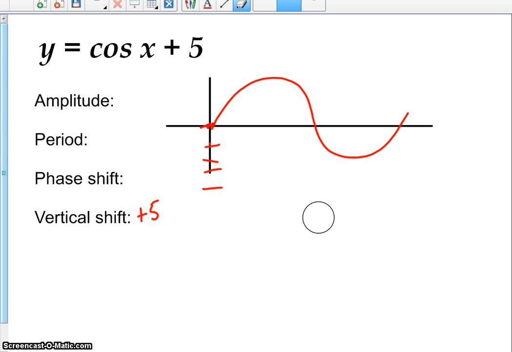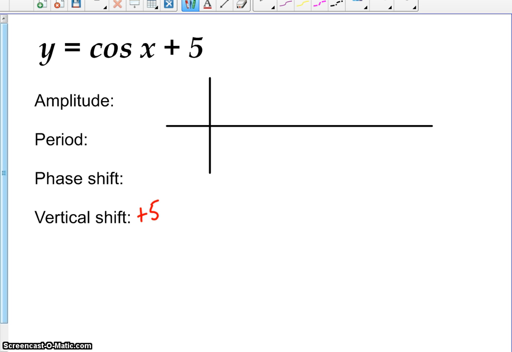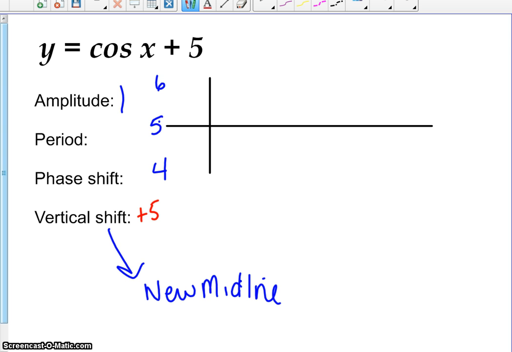I'm going to go ahead and erase that. What we usually do, and we just have found in the past has been helpful, is we show the vertical shift as our midline. And so we make that our new midline. All right, so that's our new midline. And then here our amplitude would be 1.